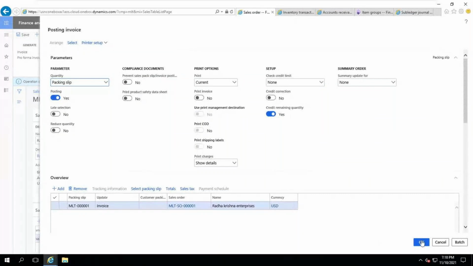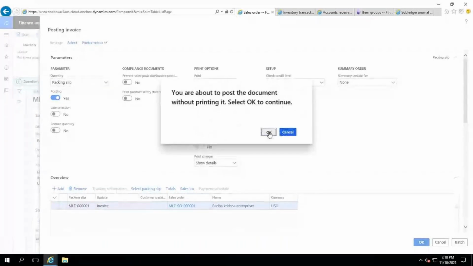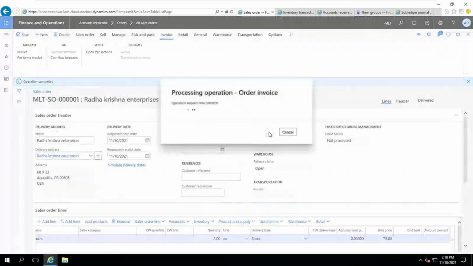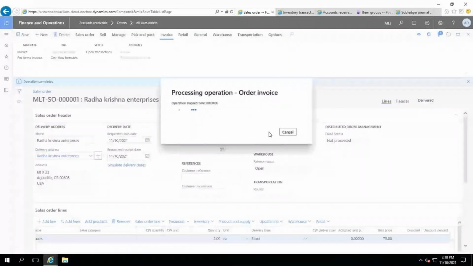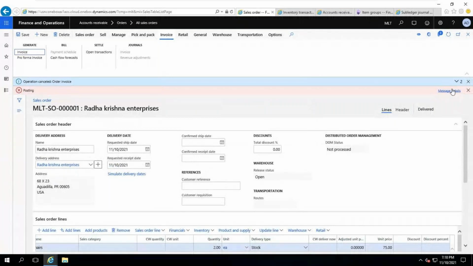Click OK. I will get an error message. For you, it is not required to get error messages while practicing. For understanding purposes, I am intentionally making mistakes, but for you, it is not required. If you are familiar, you can map the ledger accounts.